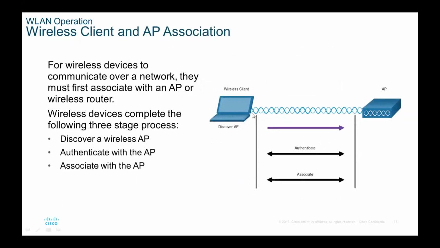Now, to get an association between the wireless client and the access point, these are the 3 steps that have to be done. First, every client who wants to connect has to discover whether there are any access points or not. If they are available, they should be authenticated with the password. And only after authentication, the association with the access point will get established, after which the data transfer can happen.